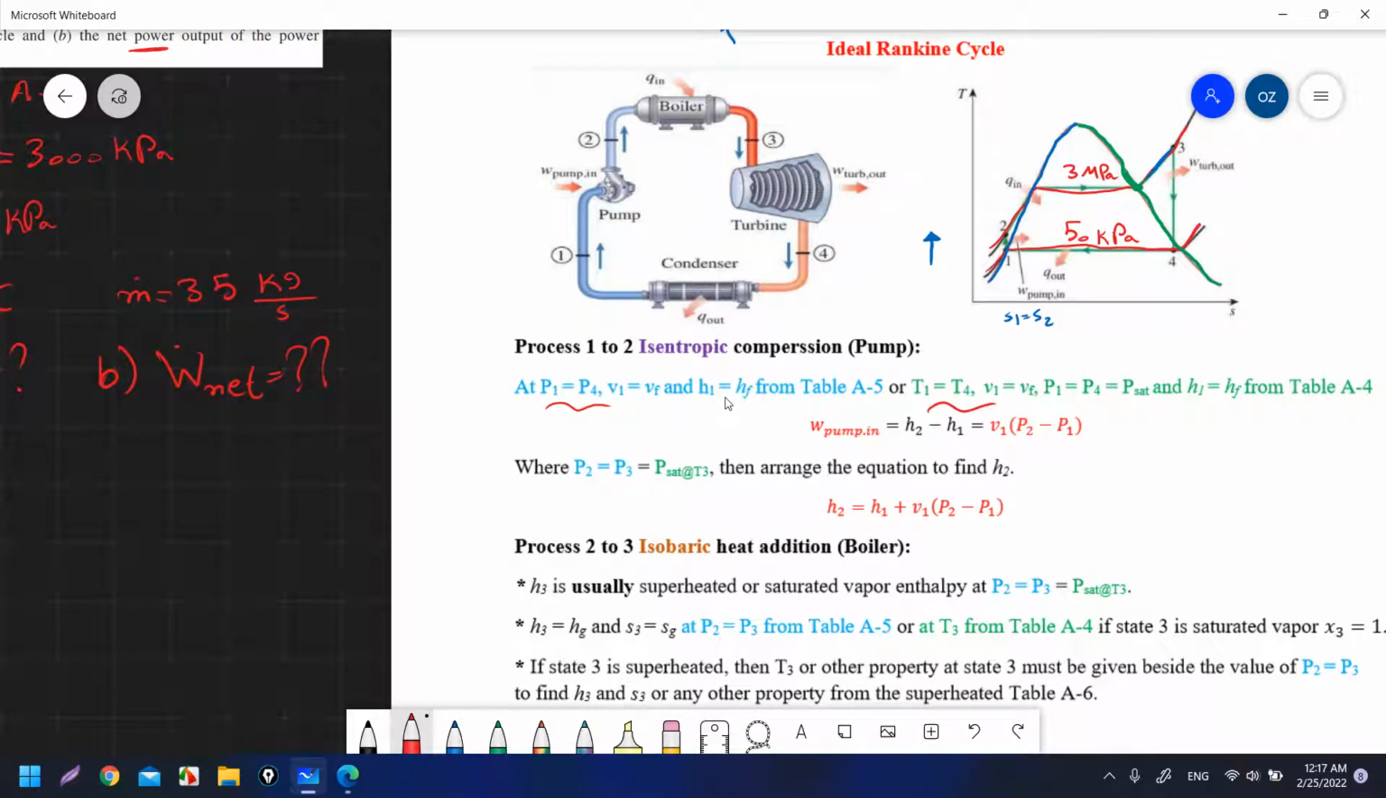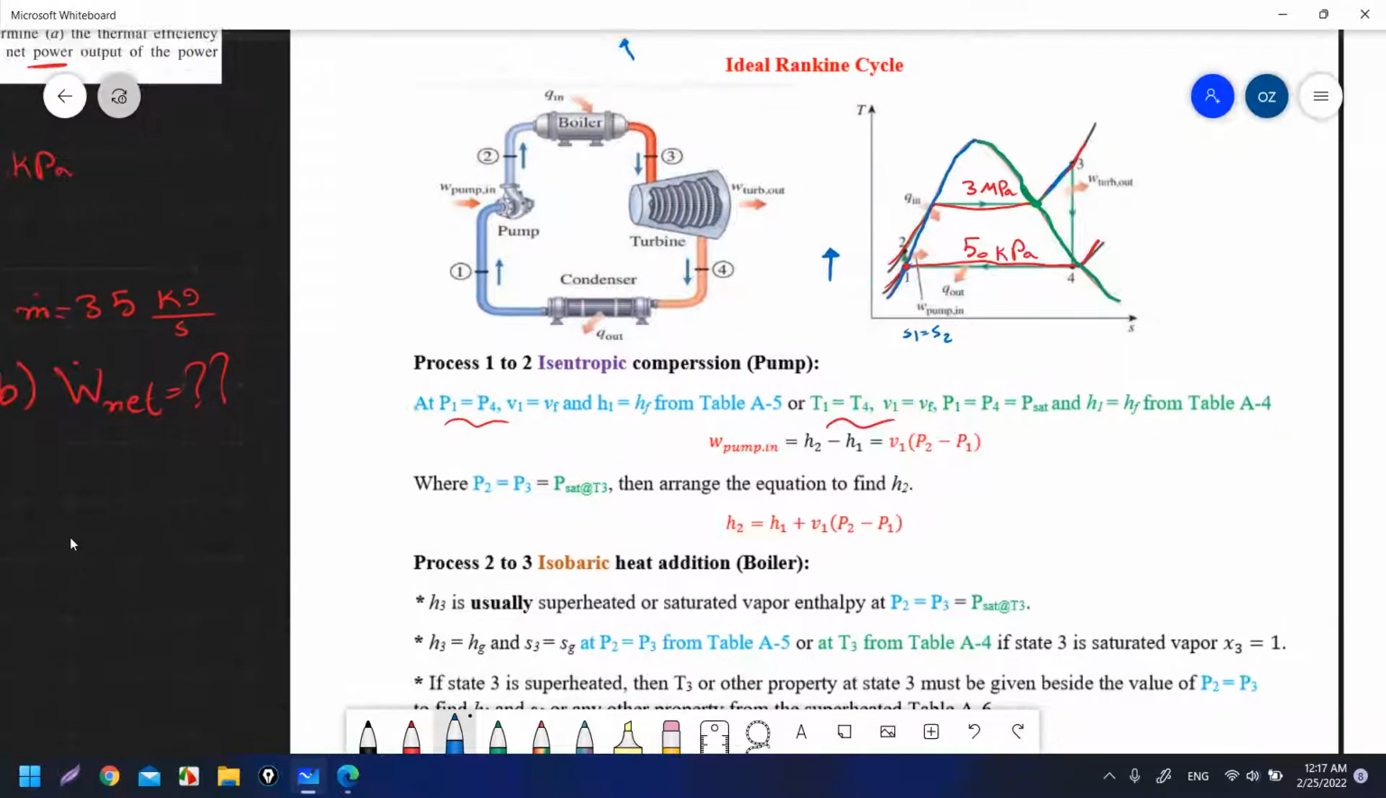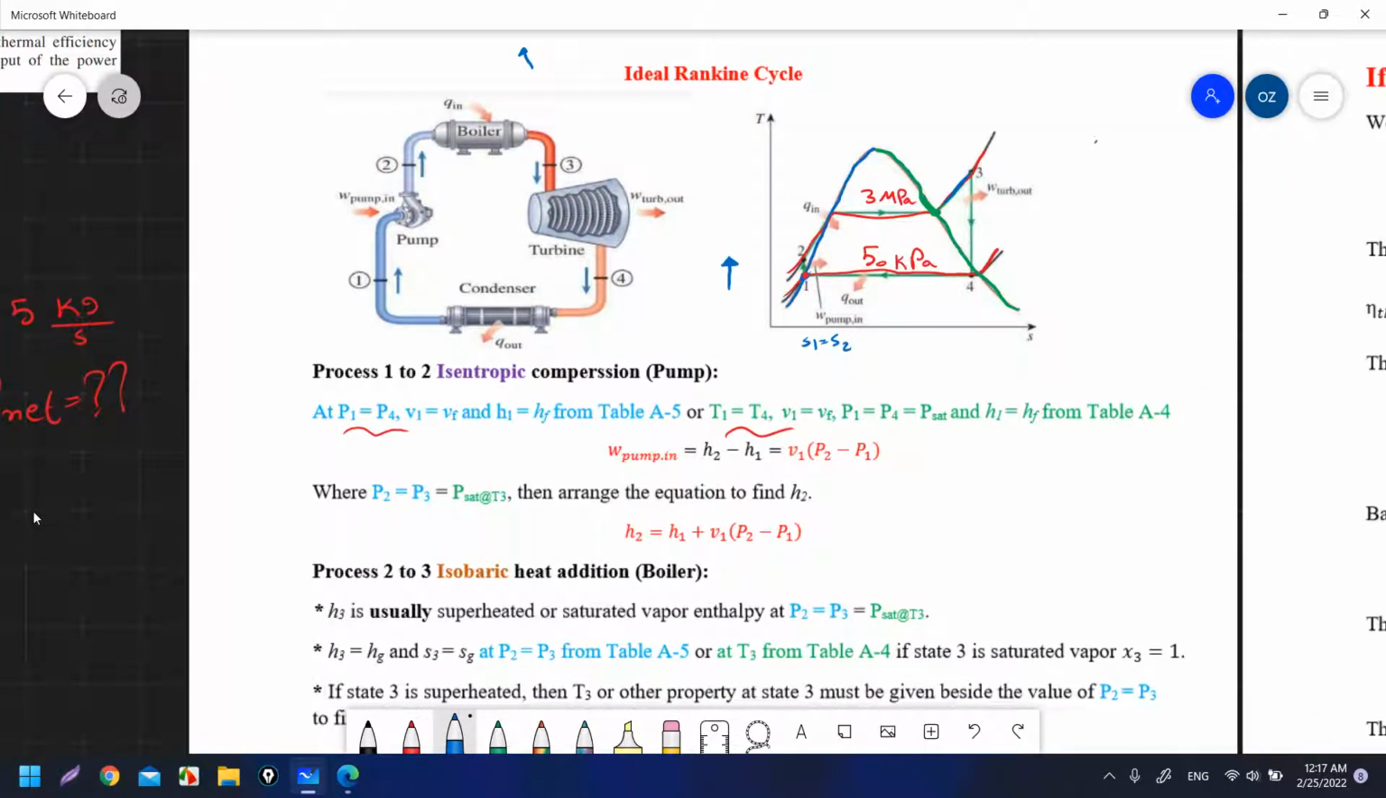Why are we doing this? We assume that for the Rankine cycle, state 1 is always at the saturated liquid line. Why did we do this? Because we are comparing to the Carnot cycle. If we draw the Carnot cycle on the TS diagram, and I have the dome, the Carnot cycle is like this.